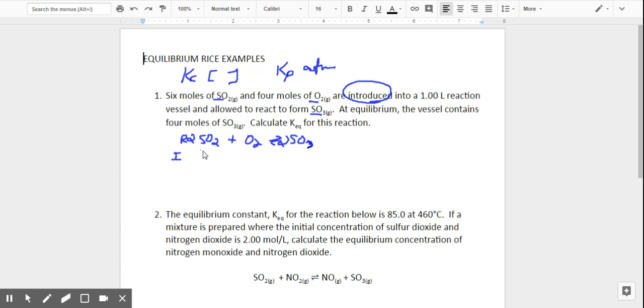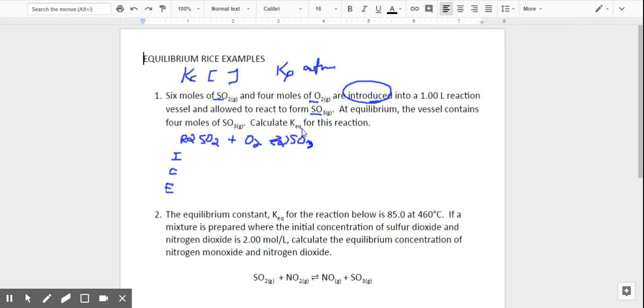We're still looking at the stoichiometry, and that will come into play in the C line. And then the E line will show us our equilibrium values. Now remember, equilibrium values are the only things that I can plug into my K expressions. So let's read this question and fill out our RICE chart and figure out what we need to look for. So we have 6 moles of SO2.